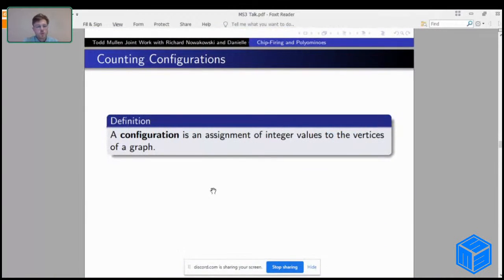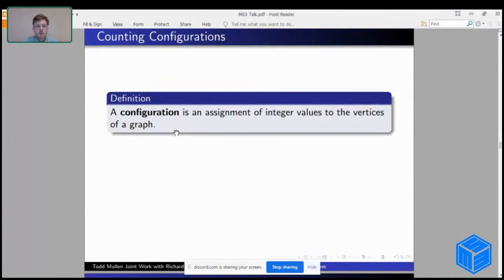So I may have already used the word configuration. A configuration is an assignment of integer values to the vertices of a graph. Remember, from the original ChipFiring, you couldn't have a negative number. It didn't make sense within the context of the game. They would only be positive numbers. They would represent the number of physical chips that you leave on a vertex. But in diffusion, in order for the rules to be consistent, you need to deal with this concept of debt. A vertex can fall into debt, meaning negative integers.